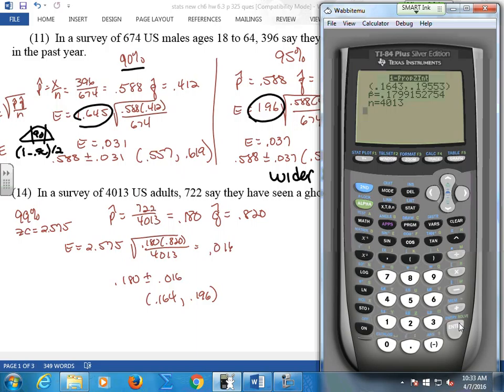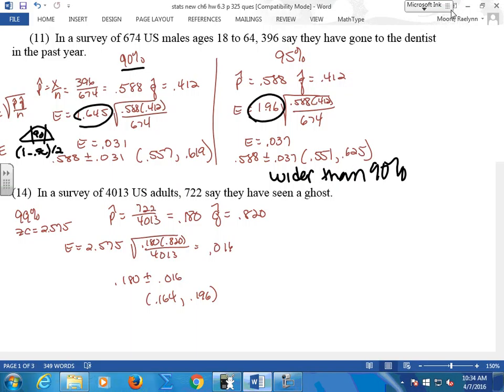If you want to work yourself backwards, if this is my interval and I need to find my margin of error, take this and subtract it from the larger one. And here's your margin of error. It works the same way as the other ones. So when you can, use your calculator on these. They're really nice. You don't even have to look up your ZC for your confidence interval.